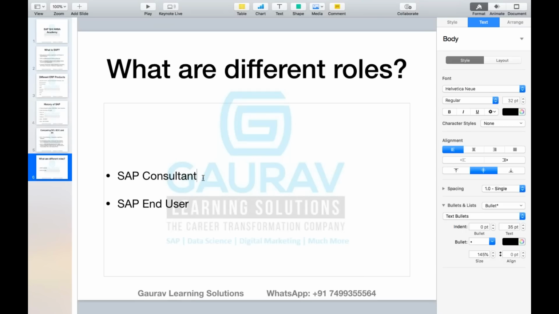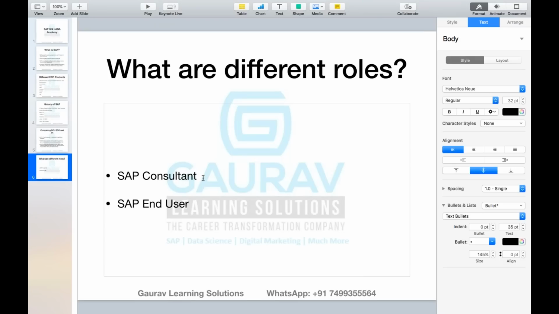What is your understanding? SAP consultant, not end user? I think both. Both are important. If you want to become a good consultant, you definitely need to be a very good end user. Maybe you don't need the experience to become the end user, but at least because it is your responsibility as an SAP consultant to provide the training to the end user. So how will you provide the training to the end user if you yourself don't know what is the job of the end user? So we are going to learn.